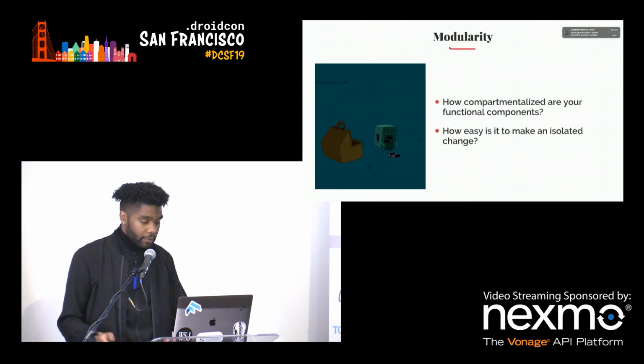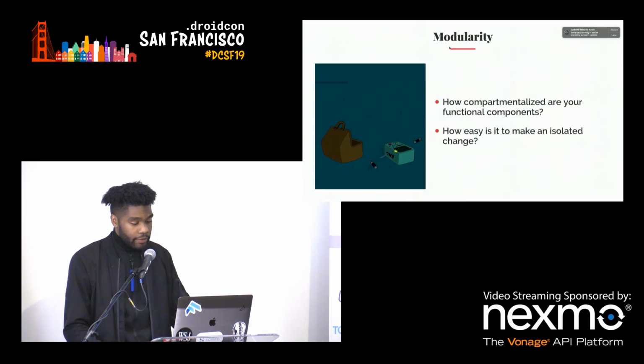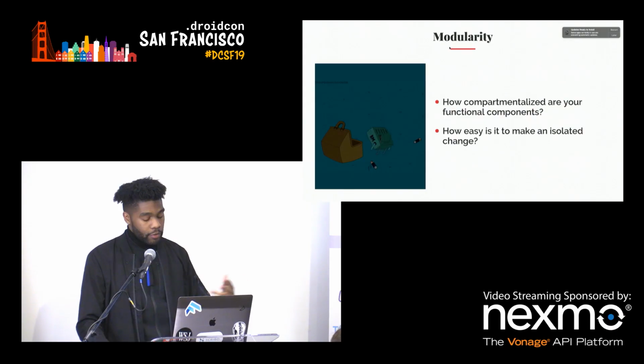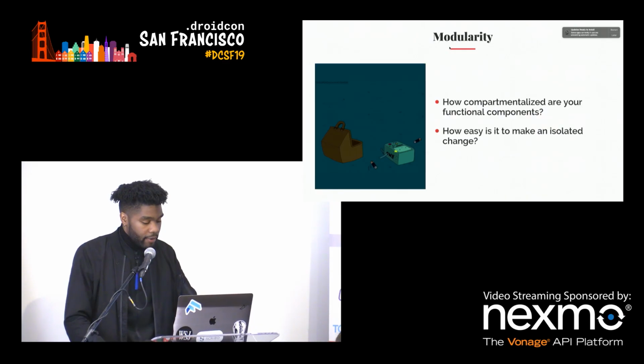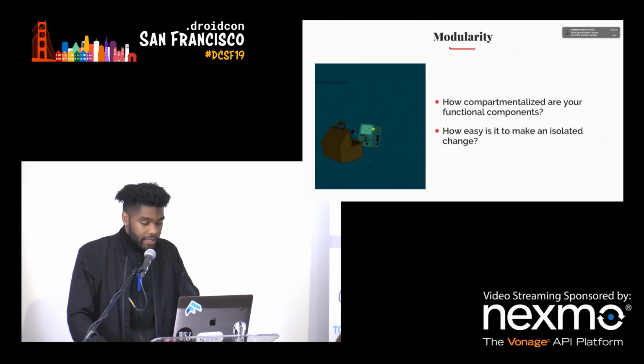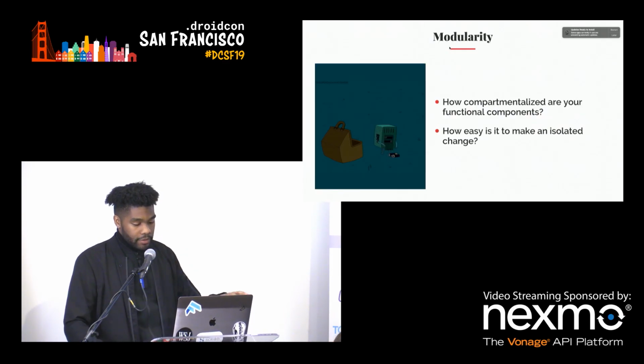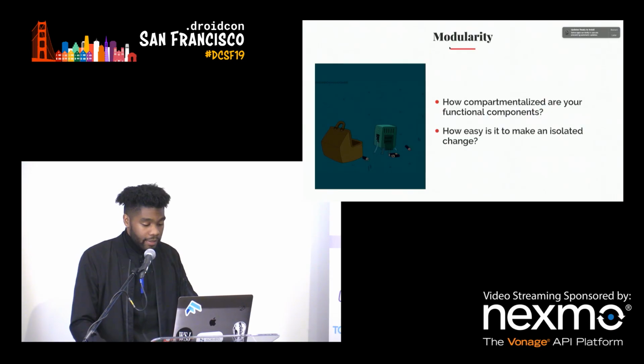The third one we want to think about here is modularity. There are two questions here when it comes to trying to make your code base more modular. How compartmentalized are your functional components? And how easy is it for you to make an isolated change? A modular code base is going to have its core components grouped together logically and composed to create something like a feature or a library, anything like that.